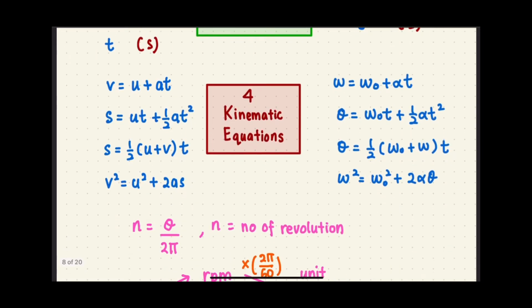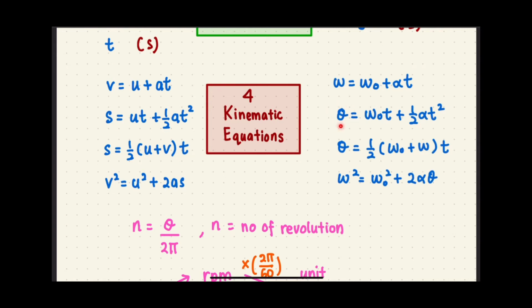Okay, so the same goes with the four kinematics equations. If you learned in chapter 2, you have learned about the kinematics equations: V is equal to U plus AT, S is equal to UT plus half AT squared, and so on. So you just change the terms into rotational motion: V as omega, U as omega naught, A is alpha, T is time, and S is the angular displacement.